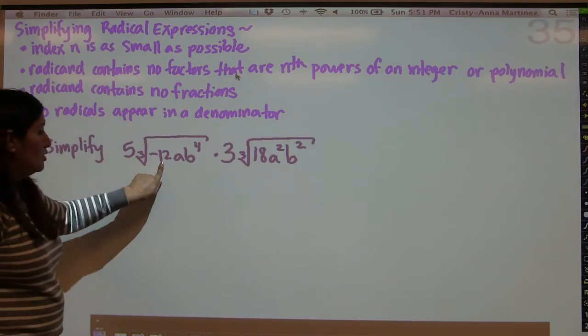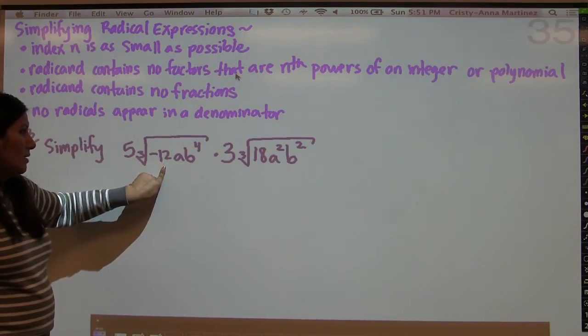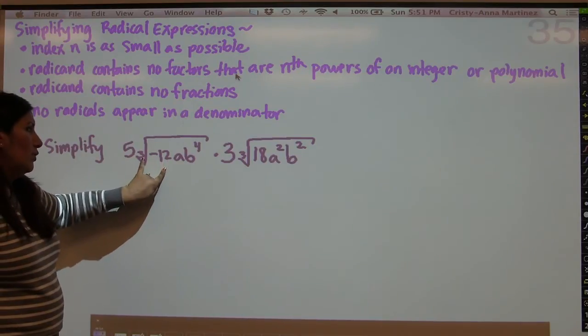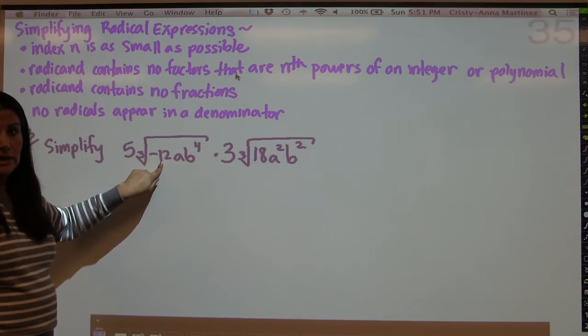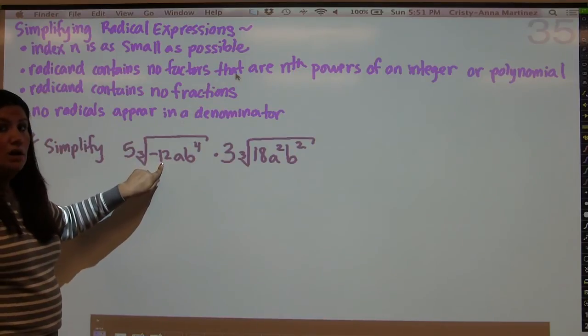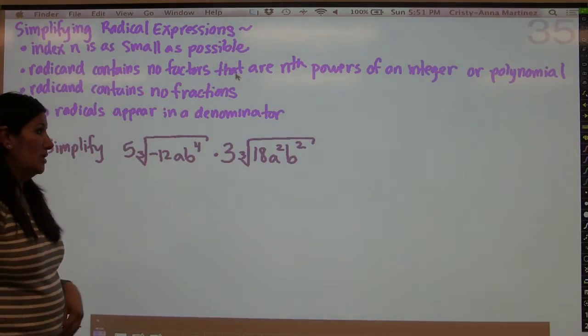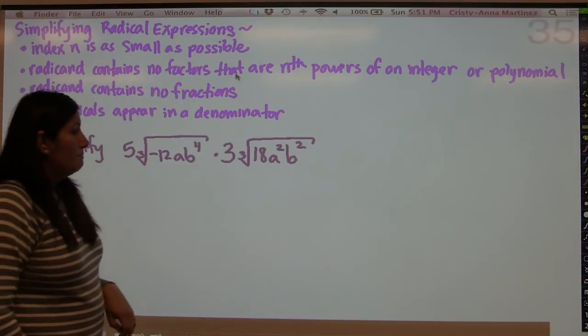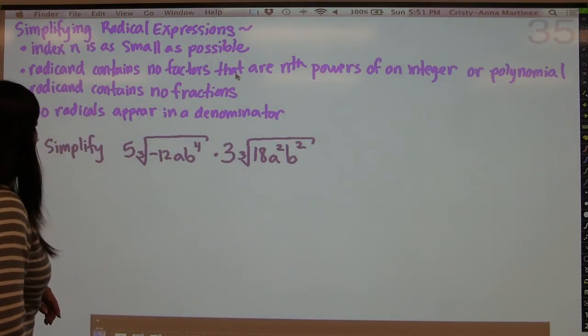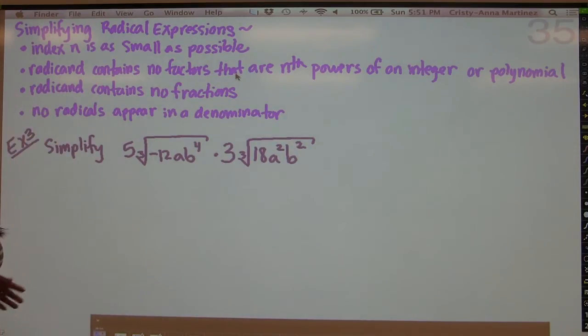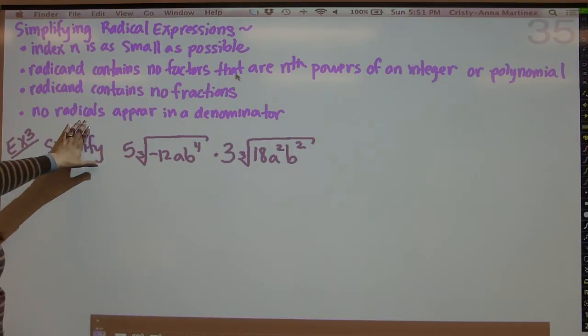For example, in number 12, if this is a square root, then we know that 4 times 3 is factors of 12, but 4 is a perfect square, so we shouldn't have that, and so on and so forth. Radicand contains no fractions, and of course there can't be any square roots or radicals in the denominator.